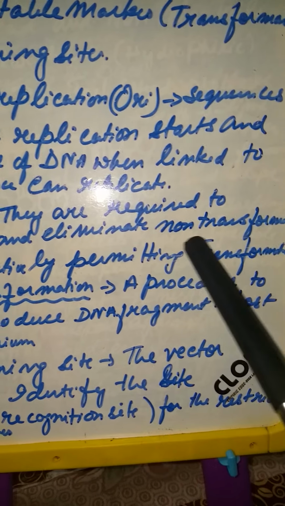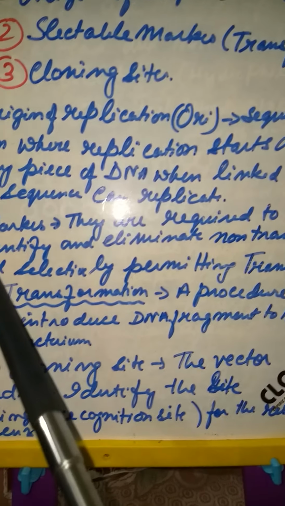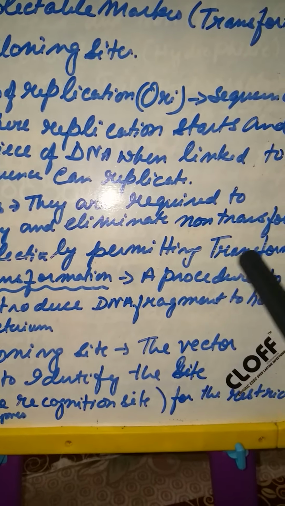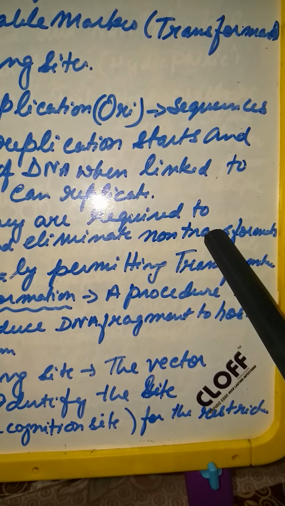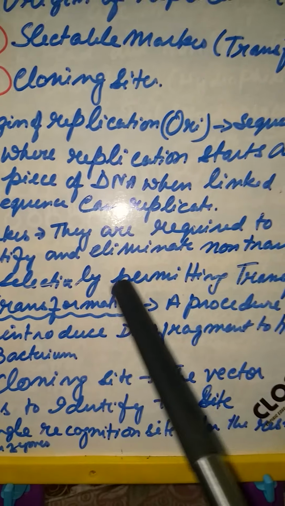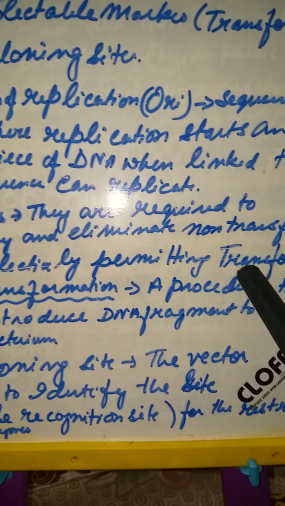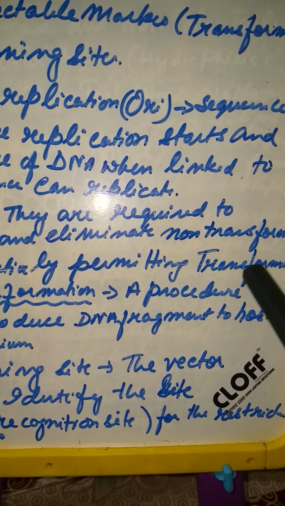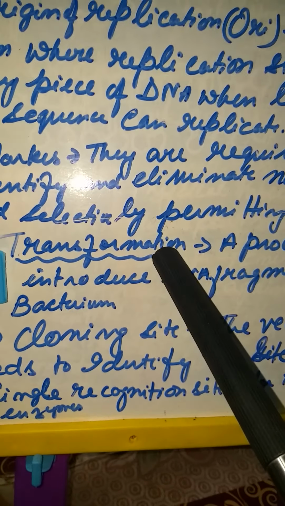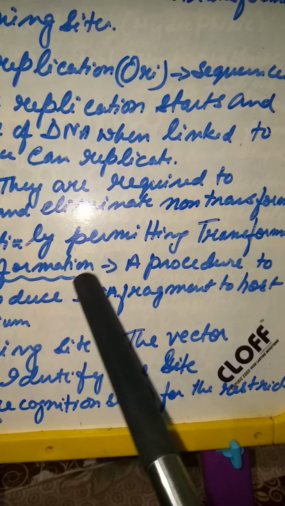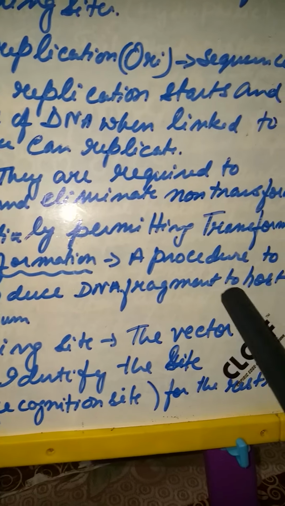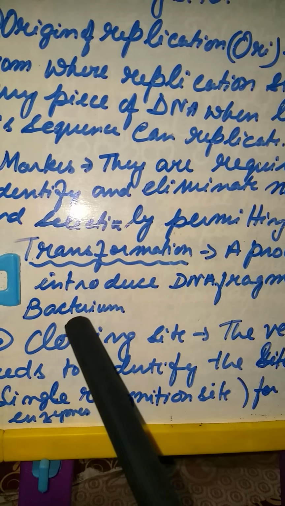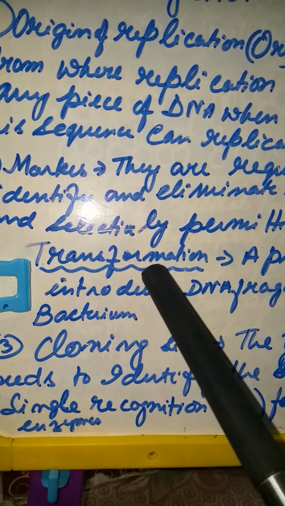Non-transformants means those that are not required, and the marker selectively permits transformation. That means what is not required is non-transformed, and they selectively permit only that portion that is required to transform. And what is transformation? Transformation is a procedure. Transformation is not a DNA sequence. It is a procedure that introduces the DNA fragment to the host bacteria. So it is a procedure, it is a method.